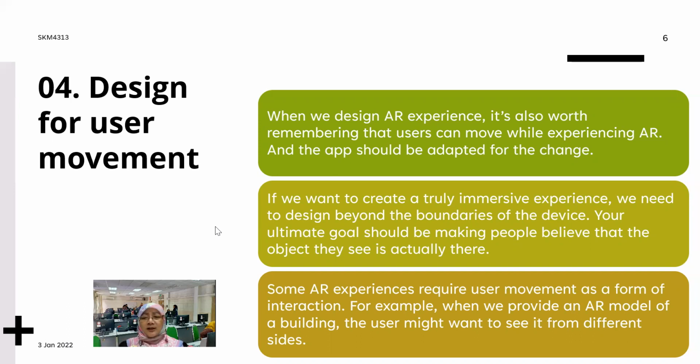Some AR experiences require user movement as a form of interaction. For example, when we provide an AR model of a building, the user might want to see it from different sides. So sometimes the user has to move to look at your object. Let's say you pop up a building and you want to see the left and the right, or you pop up a chair that you designed, so the user wants to see the whole object. So the user has options: move the marker, move the tablet or device, or move around themselves.